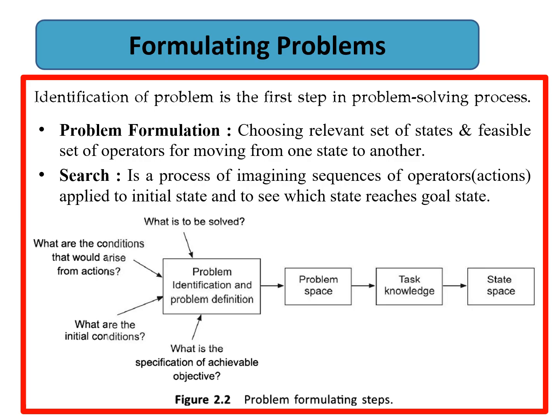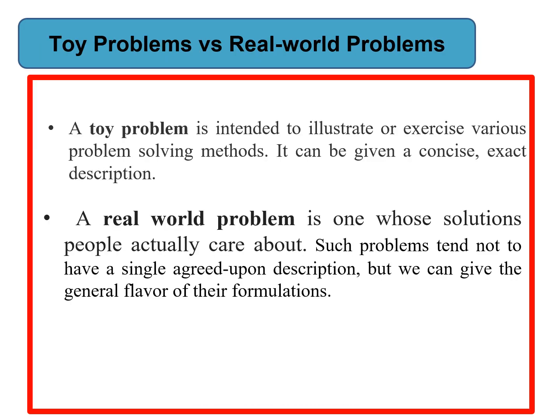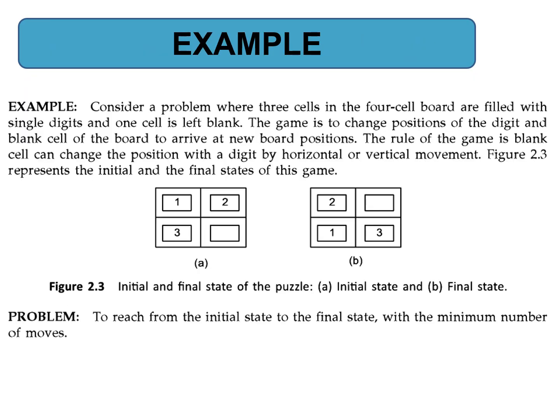So it is a general common thing, and it can be achieved by a searching algorithm for finding the solution to the problem. Next is the toy problem. A toy problem is intended to illustrate or exercise various problem-solving methods. It can have a concise, exact description, whereas a real-world problem is one whose solution people care about, and such a problem cannot be given a single agreed-upon description, but we can have the general flavor of a formulation.